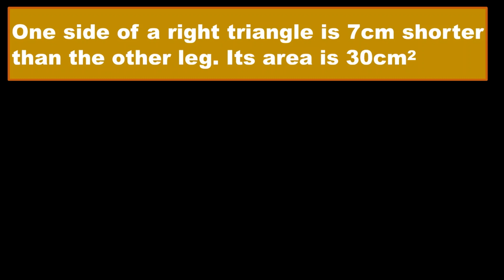Alright, so we know that a triangle has a shorter leg. Okay, let's change the drawing. So we have the shorter leg, and it has also a longer leg, aside from its hypotenuse, which is this one. Now we are to solve for the length of the shorter leg and the longer leg, and given is the area, which is equal to 30 centimeters squared.